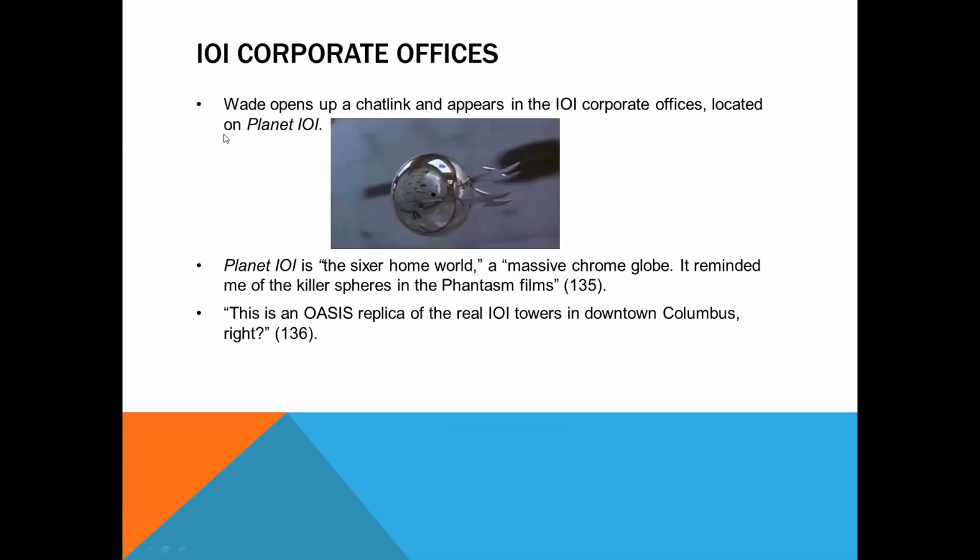So he goes to meet Sorrento virtually at the IOI offices. He opens up a chat link and appears inside, which of course is located on a planet dedicated to IOI's existence. It's what Wade refers to as the Sixer homeworld, a massive chrome globe, which reminded him of the Killer Spheres in the Phantasm films. This is an Oasis replica of the real IOI towers downtown in Columbus, Ohio, right? he asks. And the secretary of Sorrento confirms his beliefs. So this is important foreshadowing, which we'll get to in a few chapters.